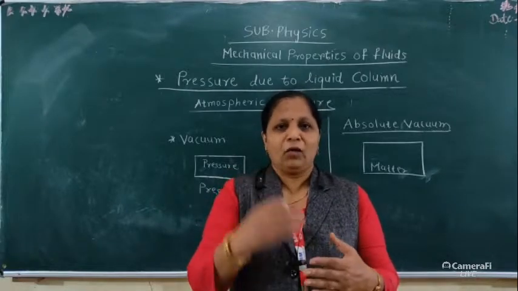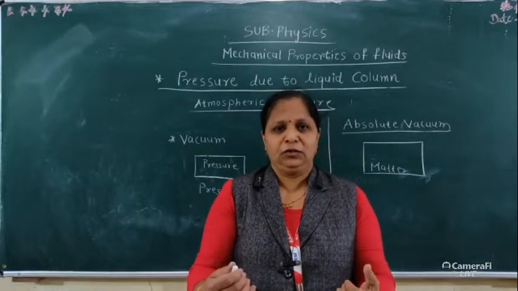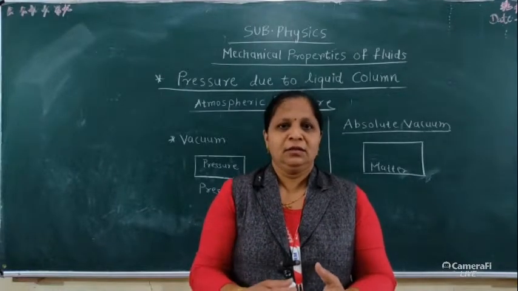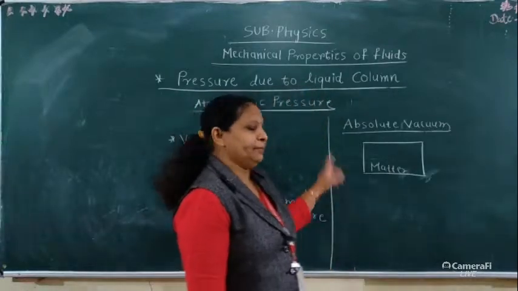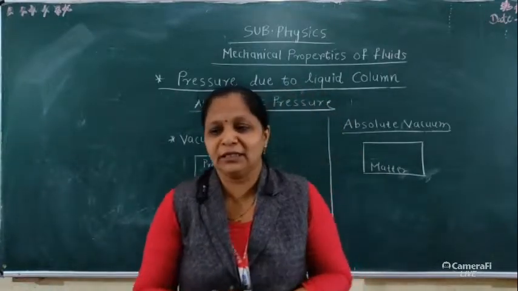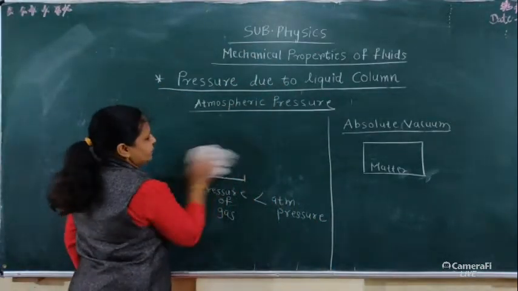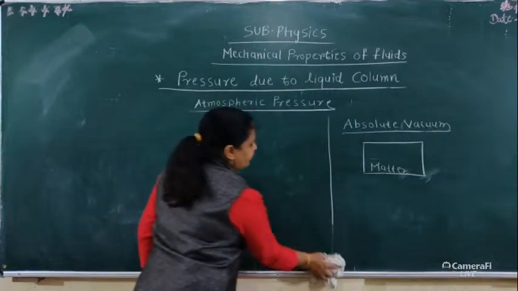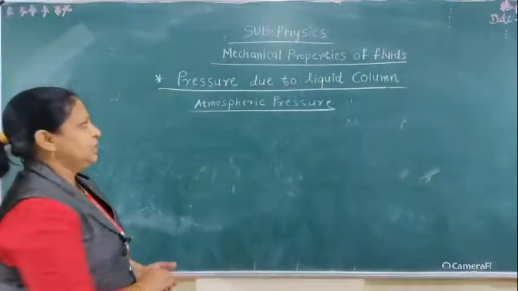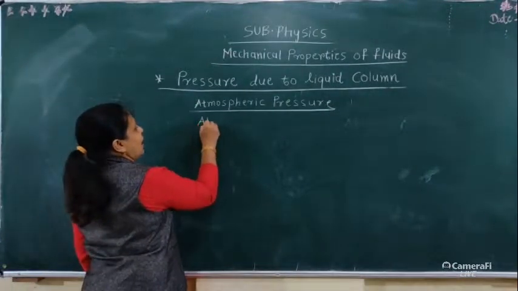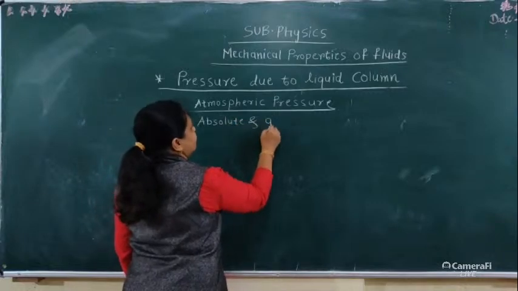किंवा अंडर वॉटर वेन स्विमिंग, you feel excess pressure. So this excess pressure is known as the gauge pressure. So here we will see the difference between absolute pressure and gauge pressure.